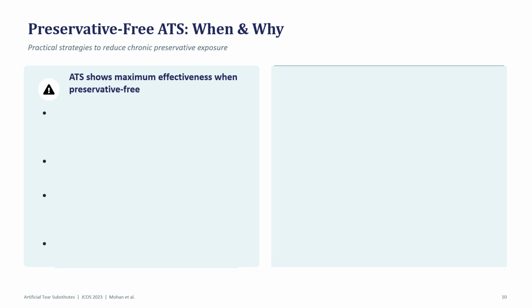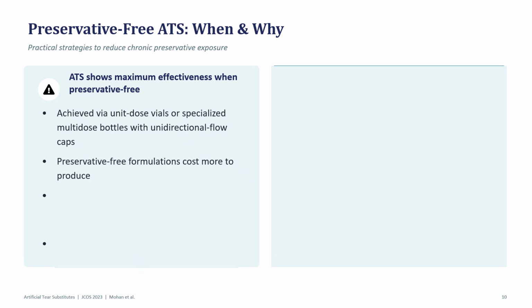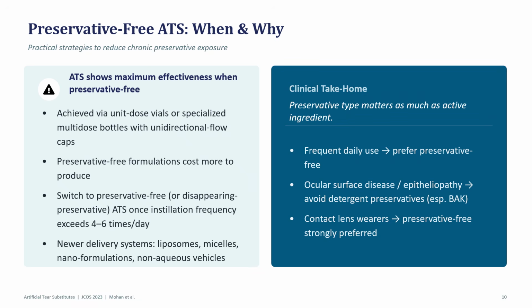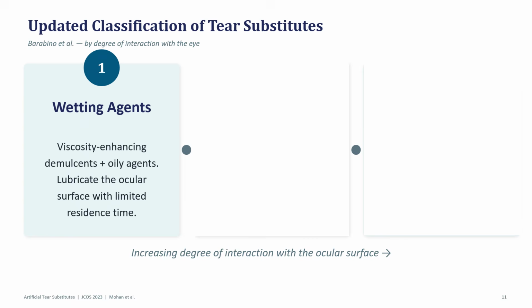Now, what are the preservative free drops and when do you have to use them? The other two things, which are the Purite derivative and the SofZia ones, are usually seen in the preservative free drops, and we use them whenever the formulations are used for a longer time. Preservative free formulations should be switched to for anyone exceeding 4 to 6 times a day. When you have ocular surface disease or epitheliopathy, you have to avoid the detergent preservatives, and in contact lens wearers also, preservative free drops are strongly recommended.